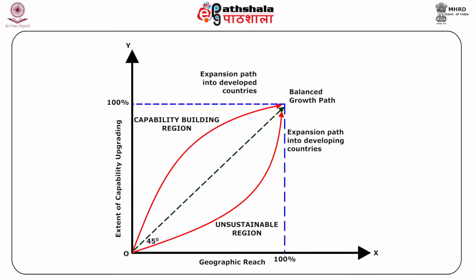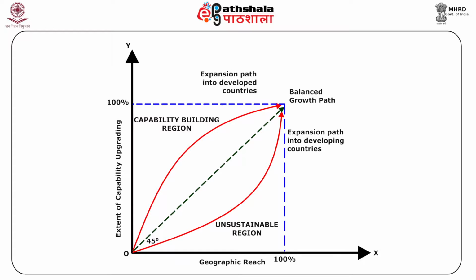Along the diagonal, the firm pursues a balanced growth path. The area above the diagonal shows that a firm enters the region of capability building in which the firm sacrifices the number of countries entered, that is the geographical reach, so as to close the gap with other competitors, especially in the advanced economies. Below the diagonal, the firm enters the unsustainable region because prioritizing global reach without improving firm competencies jeopardizes the capability upgrading process.